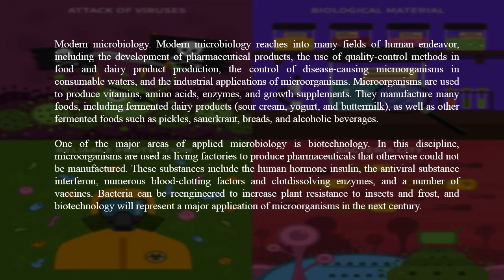One of the major uses of applied microbiology is biotechnology. In this discipline, microorganisms are used as living factories to produce pharmaceuticals that otherwise could not be manufactured. These substances include human hormones, insulin, the antiviral substance interferon, numerous blood clotting factors, clot-dissolving enzymes, and a number of vaccines. Bacteria can be re-engineered to increase plant resistance to insects and frost, and biotechnology will represent a major application of microorganisms in the next century.